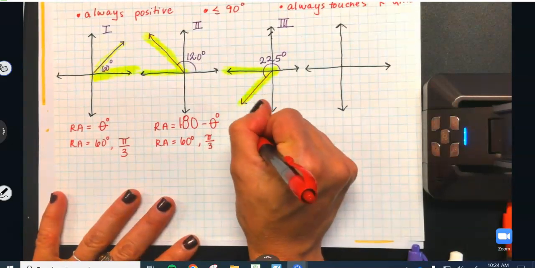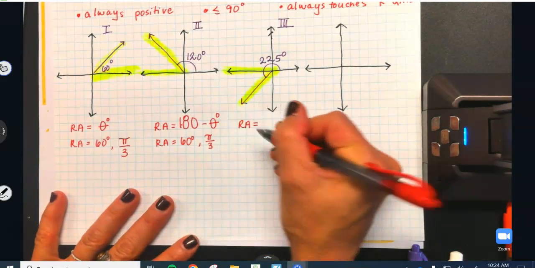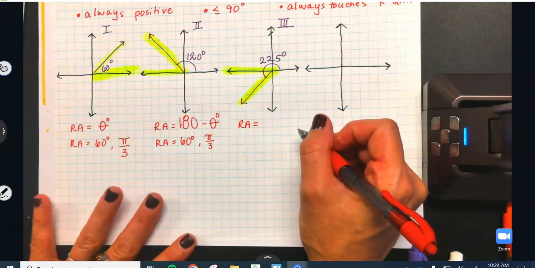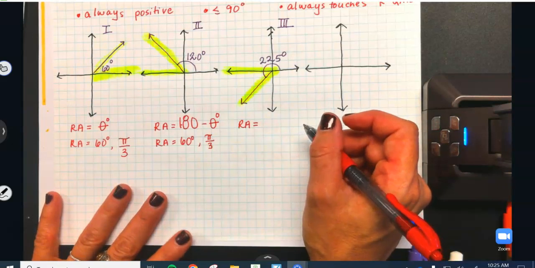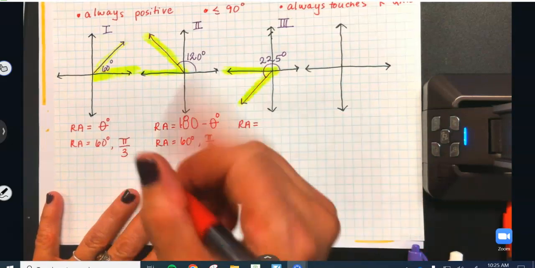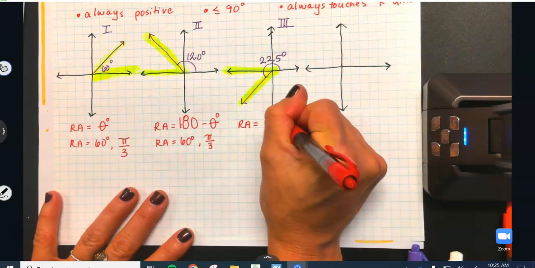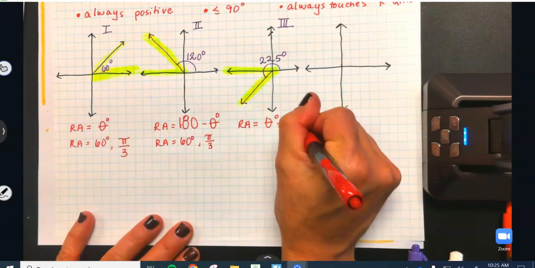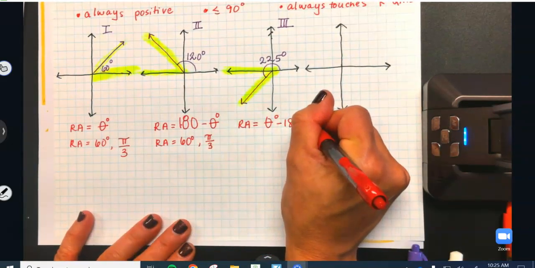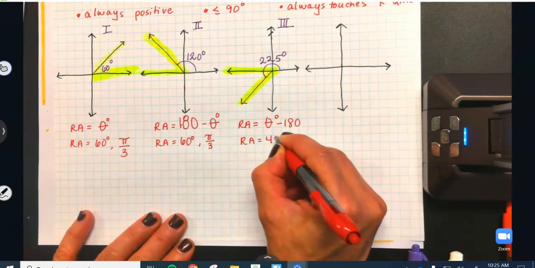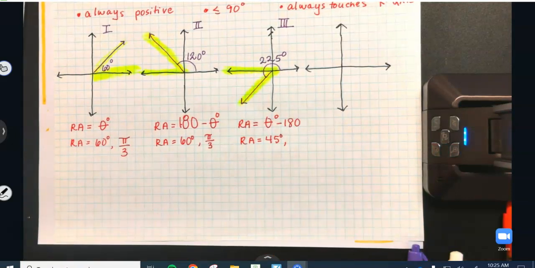So this time, how are we going to figure that out? What is that? 45. It is 45. How'd you get that? 180 is straight, and 225 is an angle, so subtract 180 from 225. So this time it's theta minus 180. Good. Great job. So our reference angle here is 45 degrees. And what is that in radians? Pi over 4.